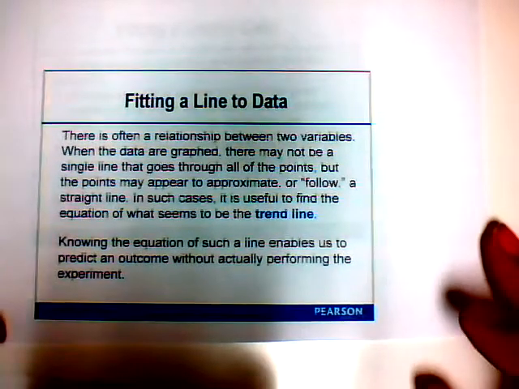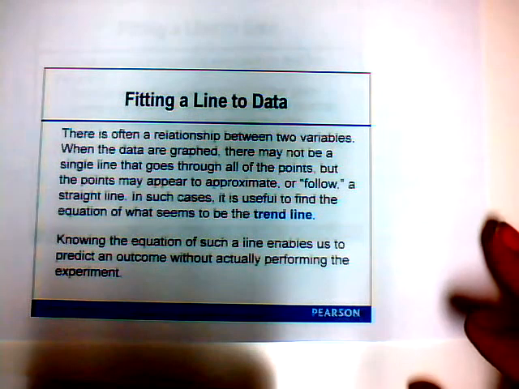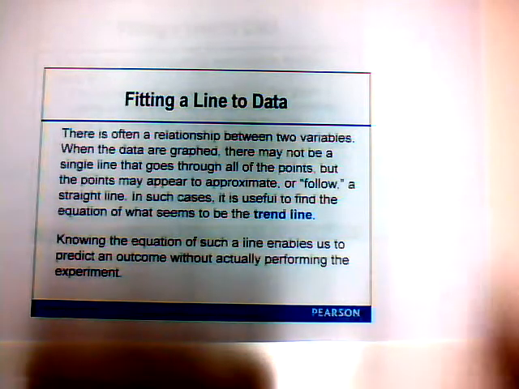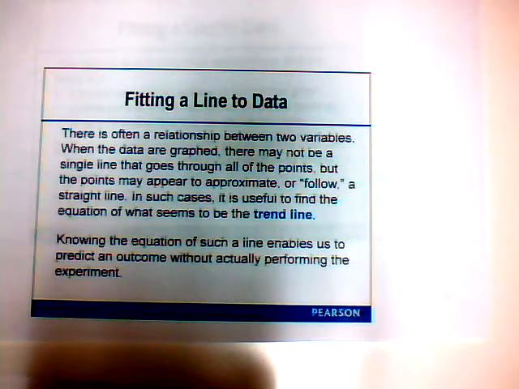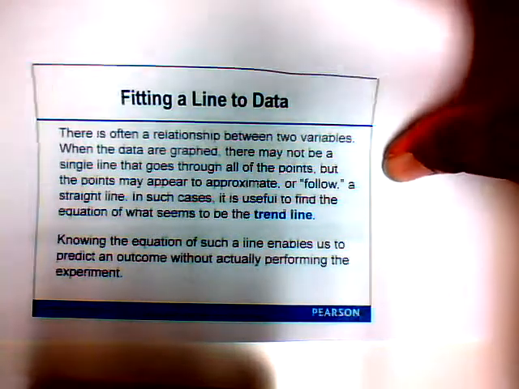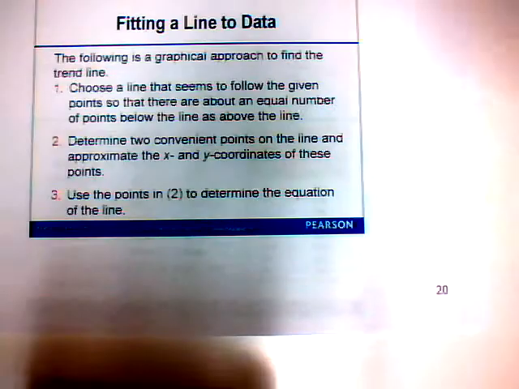Last, we'll talk about fitting a line to data. There's often a relationship between two variables. When the data are graphed, there may not be a single line that goes through all of the points, but the points may appear to approximate or follow a straight line. In such cases, it is useful to find the equation of what seems to be the trend line. Knowing the equation of such a line enables us to predict an outcome without actually performing the experiment. Okay.